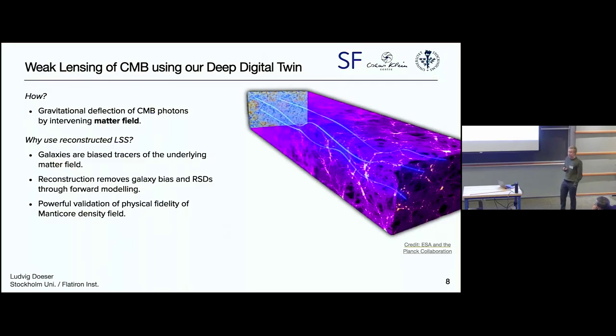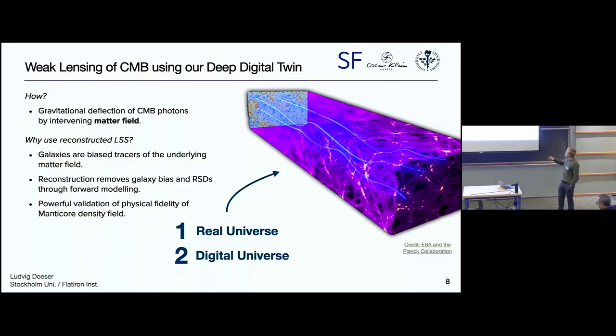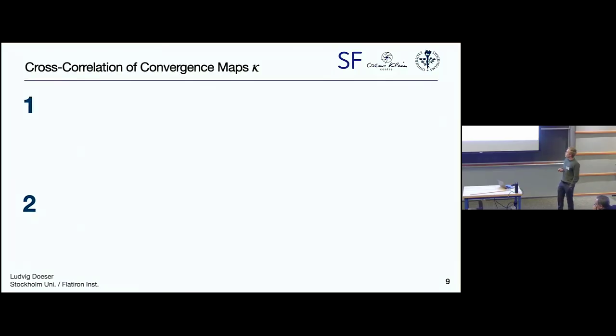It's also a very powerful validation that our reconstruction is valid, given that the density field or the reconstruction is only based on the galaxy clustering data itself and not CMB. So this is a complementary probe. So either you can imagine now sending your CMB photons through the real universe or through the digital universe. Now, of course, we do not have access to this unlensed CMB map, but what we can do is look at, for example, the convergence field. And that's what we did as a start.